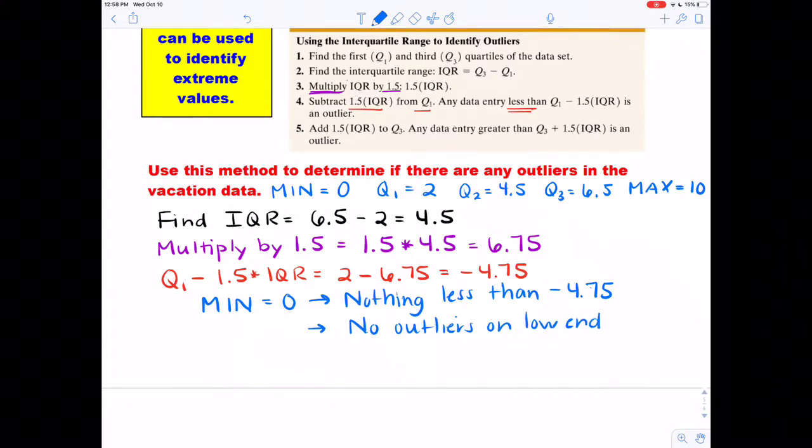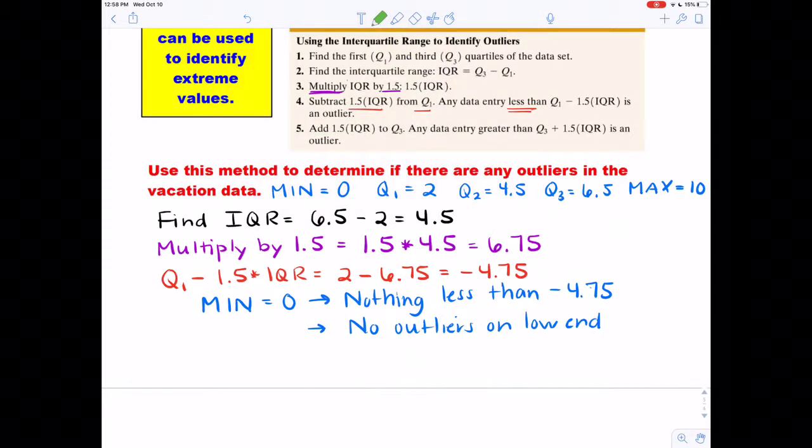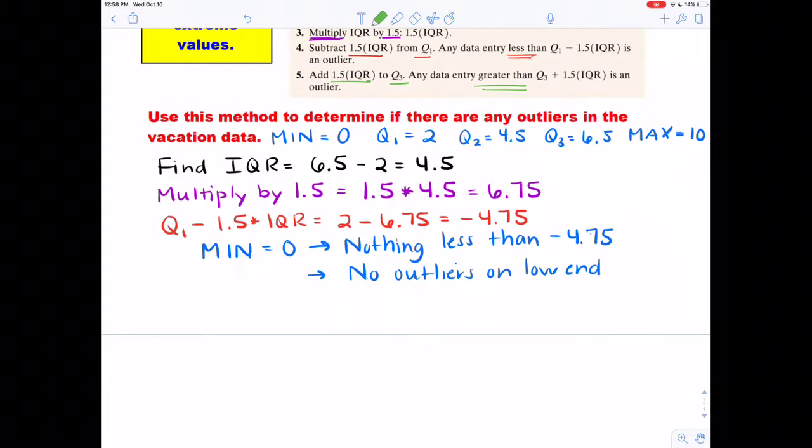Okay, but outliers can be on the low end, they can also be on the high end. So the last thing I'm going to do is check the high end and see if I have any values that are past that. So I'm going to take Q3, the upper end of the box, and add 1.5 times the interquartile range. Q3 is at 6.5. Again, I'm going to add that value, 1.5 times the interquartile range was 6.75.